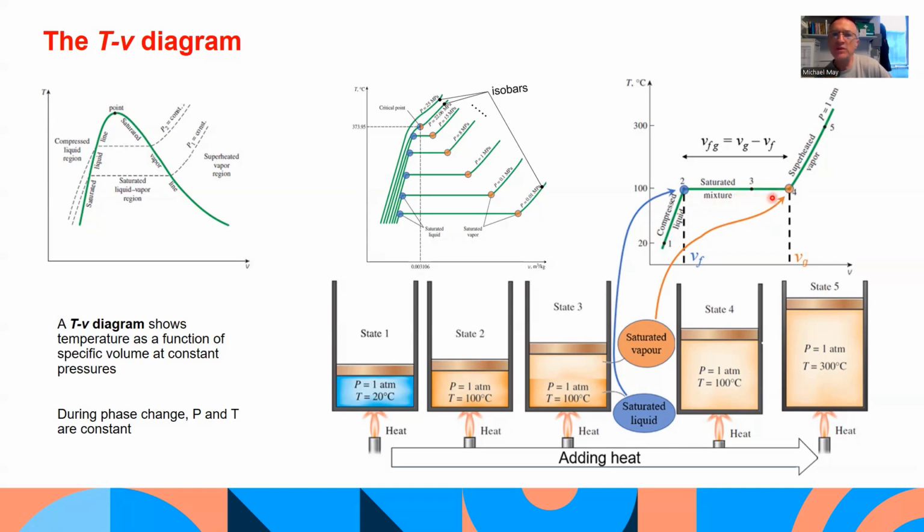Now, if we were to do that for a range of pressures, you can see these pressures here. You've got the pressure of 0.01 megapascals, 0.1, and then 8 megapascals and so on. And if we were to repeat this process for a range of pressures, we would get a series of saturated liquid points. And if we join them up, we get the saturated liquid line.